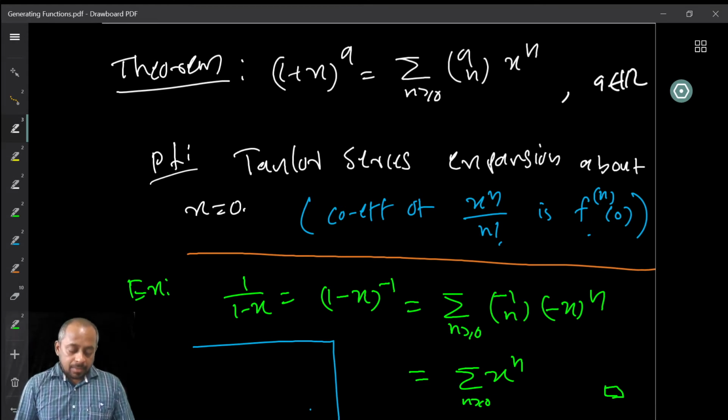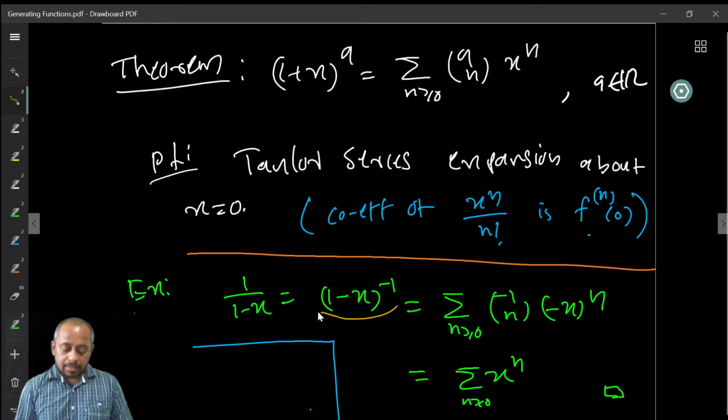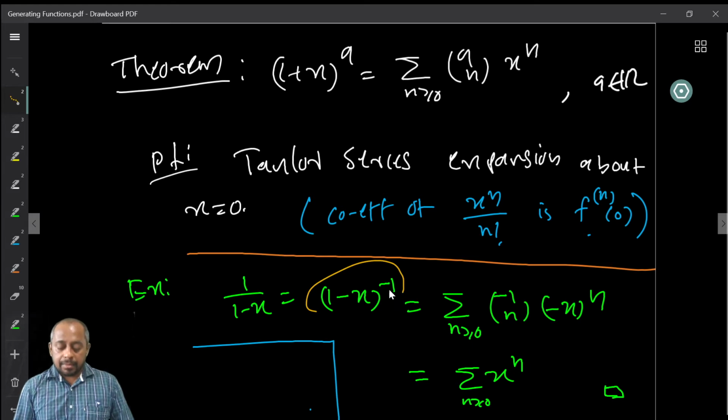Now similarly, you want to show that 1 by 1 minus x is your power series. So basically, how do you explain 1 by 1 minus x using the binomial theorem? Now, you can write 1 minus x whole raised to minus 1. So using the binomial theorem, you will see that minus 1 is a real number, and x is just replaced by minus x. So therefore, I can now substitute it here, right? So therefore, summation n greater than or equal to 0, minus 1 choose n into minus x whole raised to n.